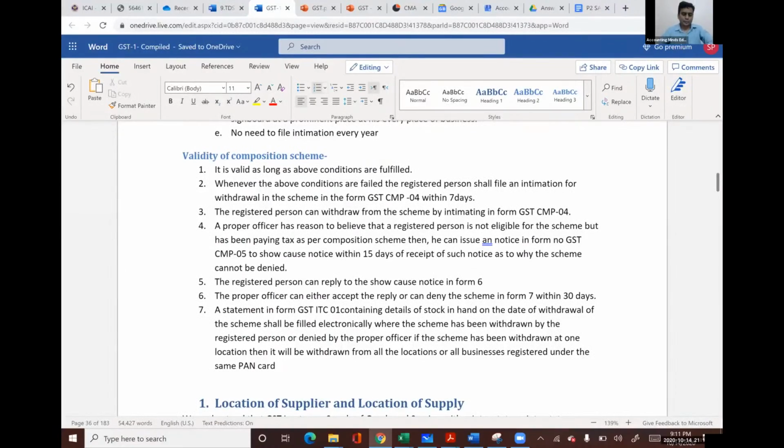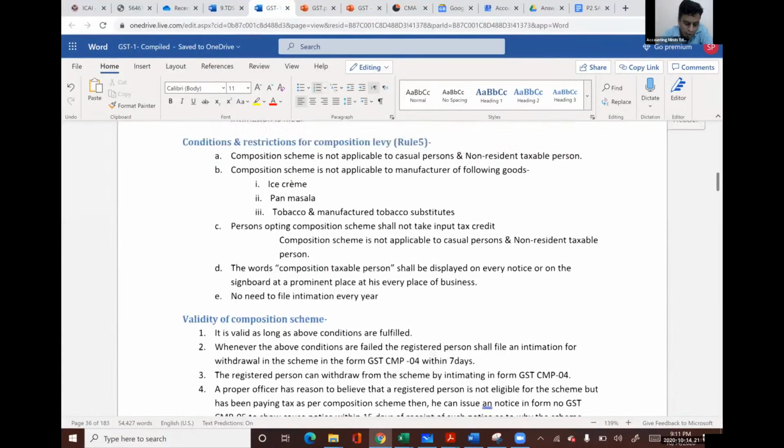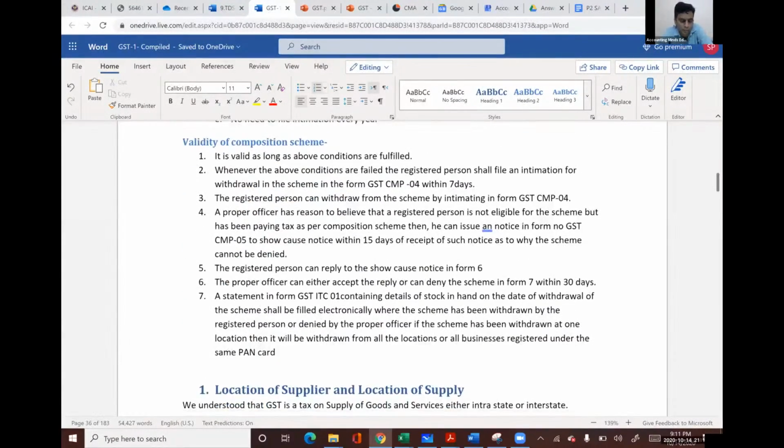Go ahead, fair enough. So we discussed the validity of the composition scheme. Read it. It is valid as long as the above conditions are fulfilled. Whenever the above conditions fail, the registered person shall file an intimation for withdrawal from the scheme in form GST CMP-04 within 7 days.